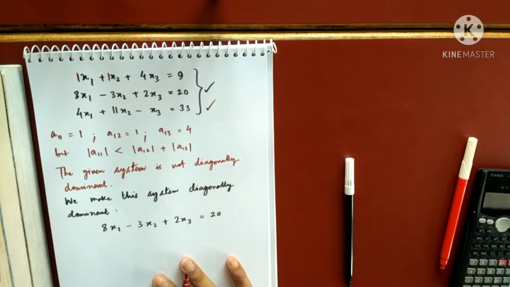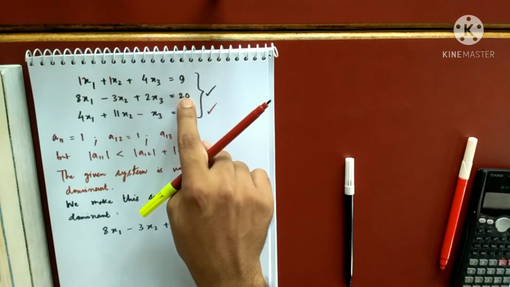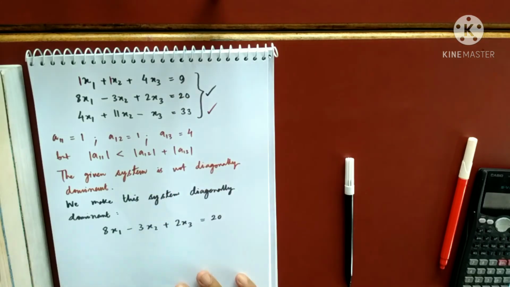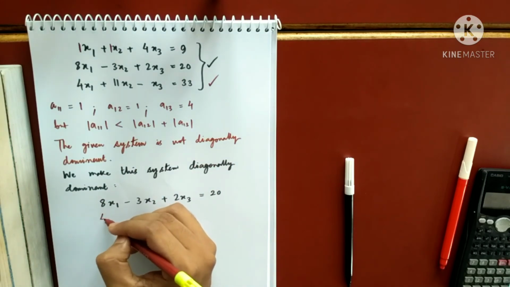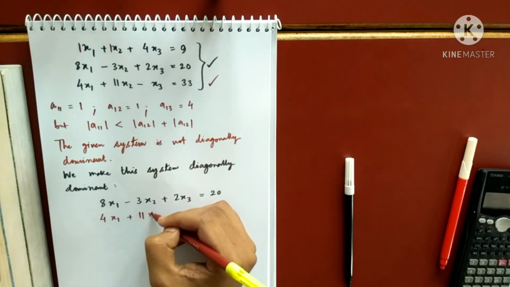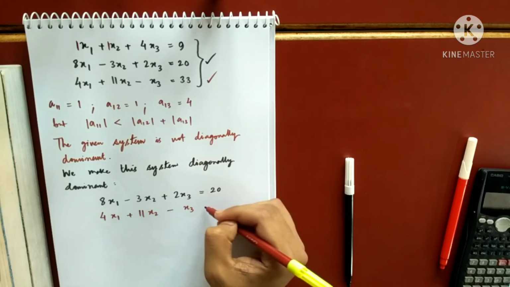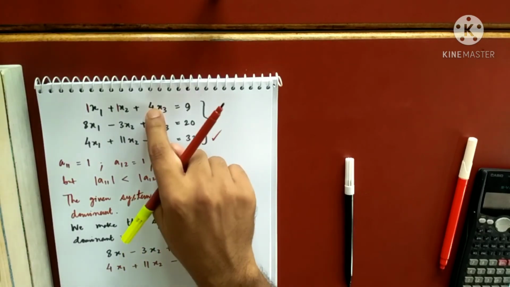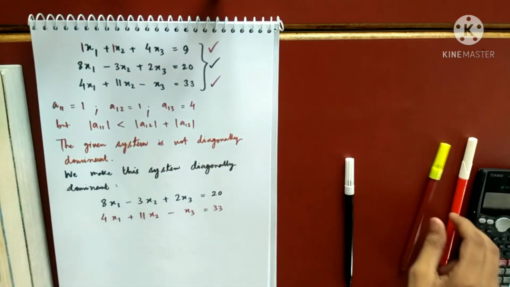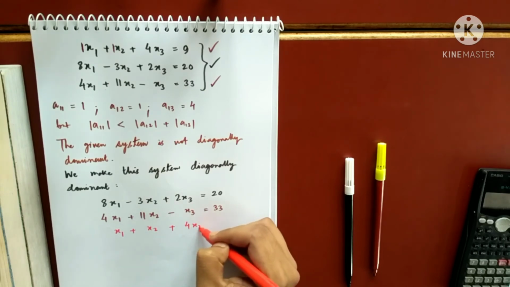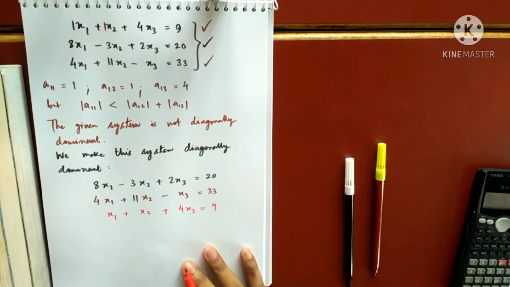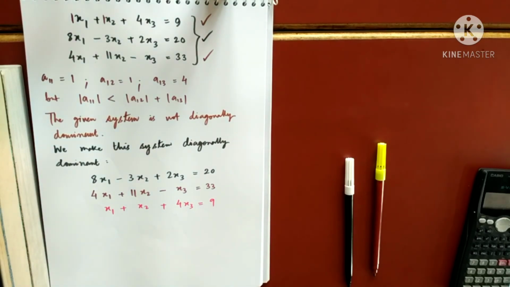Okay. So if I make this my first equation, I will make this my second equation. That means 4x1 plus 11x2 minus x3 equals 33. And the last equation, that means x1 plus x2 plus 4x3 equals 9. Now you see here, I have written the same system by rearranging the equations.